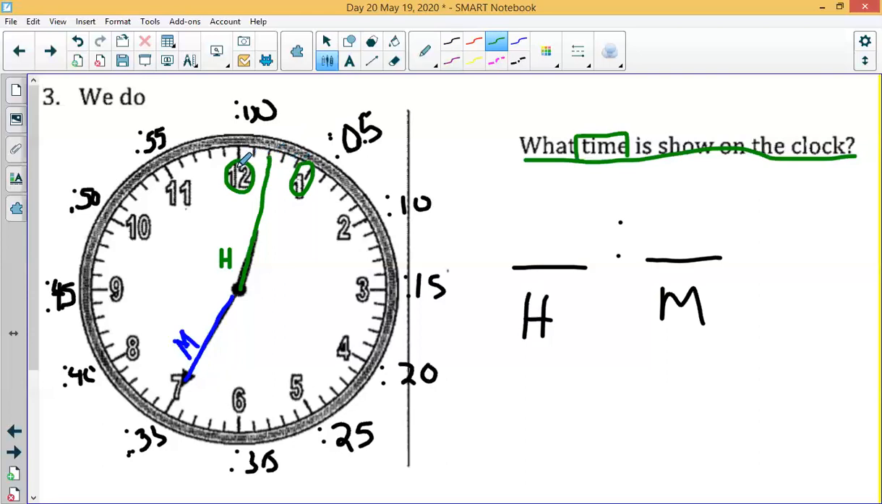Does that mean our hour is going to be 12 or is it going to be 1? You're exactly right. It's going to be 12. It has not reached the 1 yet. Therefore, it is still the 12th hour. So for your hour, please write 12.